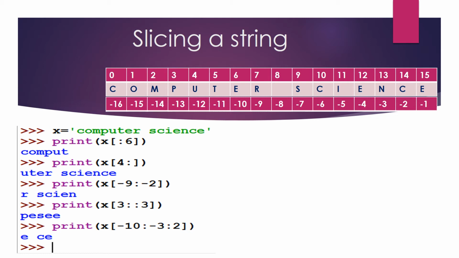Next, we are trying to print the elements from the fourth value. That means the index 4, which is here. This is the fourth index, means from U. So print from the fourth index, and last value is not given, that means till the end. So it will start printing a substring from U to last till E.